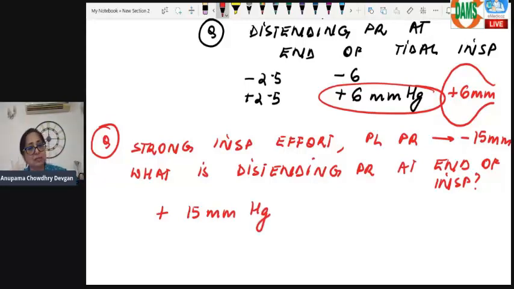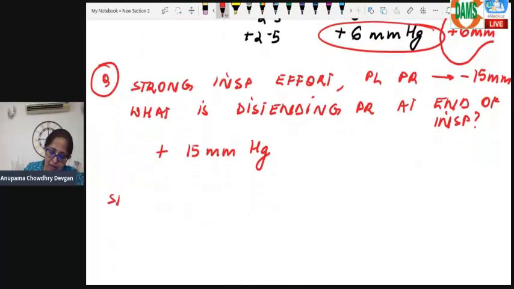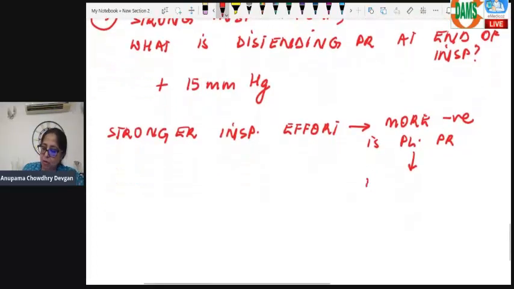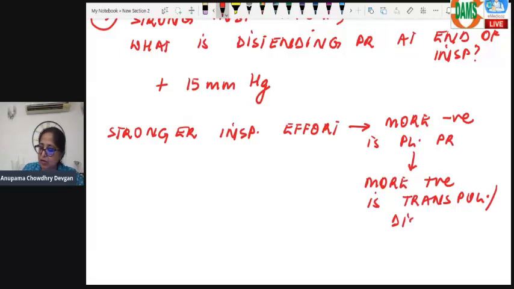If I make an even stronger inspiratory effort, pleural pressure is minus 20. Distending pressure will be plus 20. This basically tells you: the stronger the inspiratory effort, the more negative is the pleural pressure. And the more negative the pleural pressure, the more positive is the transpulmonary or the distending pressure.